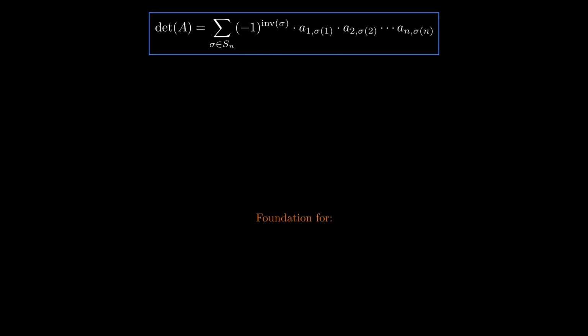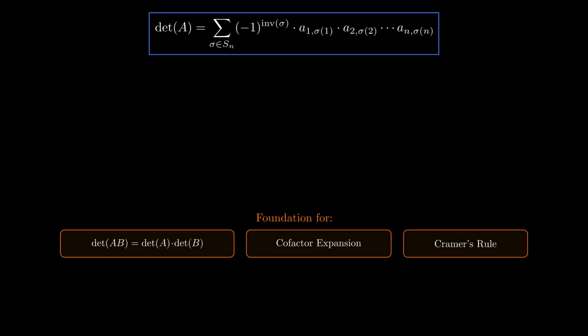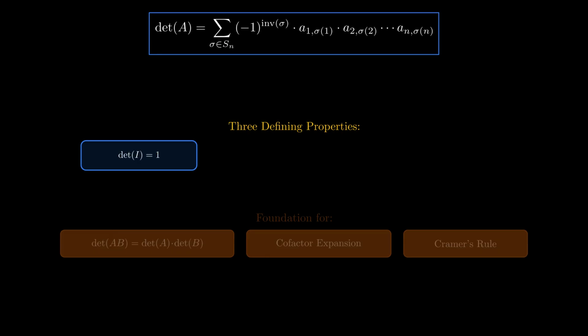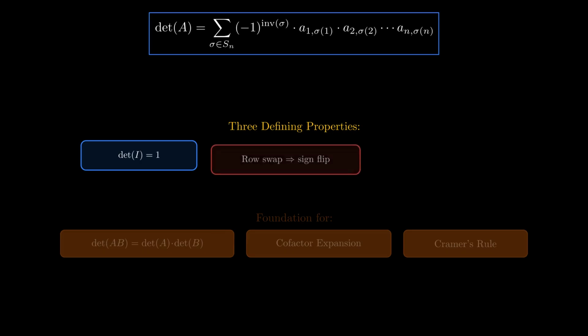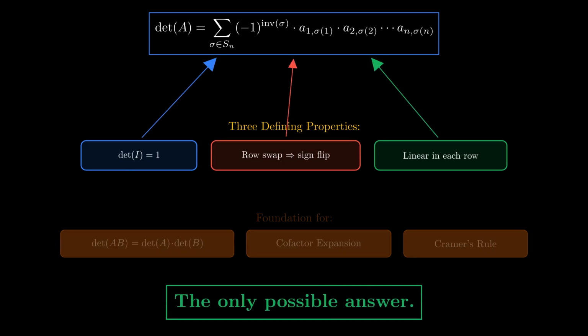This formula is the foundation for proving that the determinant of A times B equals the determinant of A times the determinant of B. It is also the basis for deriving cofactor expansion and for establishing Cramer's rule. But here is the key insight. Every term and every sign in the big formula was already determined by just 3 properties. Property 1, the determinant of the identity is 1. Property 2, row swaps flip the sign. Property 3, the determinant is linear in each row. The big formula didn't come from nowhere. It was the only possible answer.